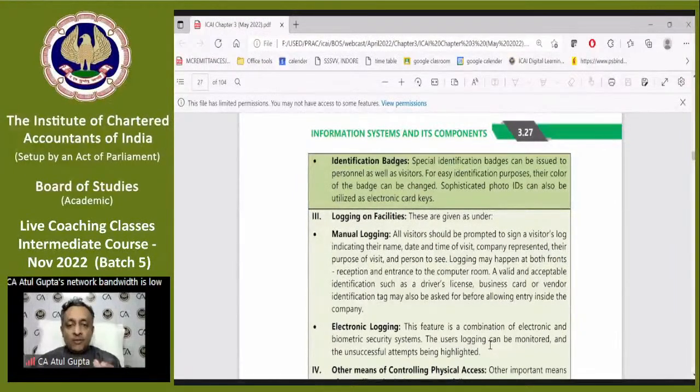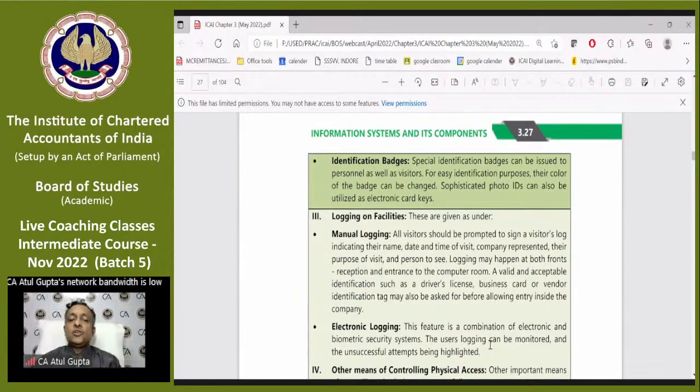So manual logging: all visitors should be prepared to sign a visitor's log indicating their name, date, time of visit, company represented, their purpose of visit, and the person they intend to visit. Logging may happen both at front reception and at the end. Your photo IDs, driving license can be used to allow you to enter the company. The same can be done through an electronic process.